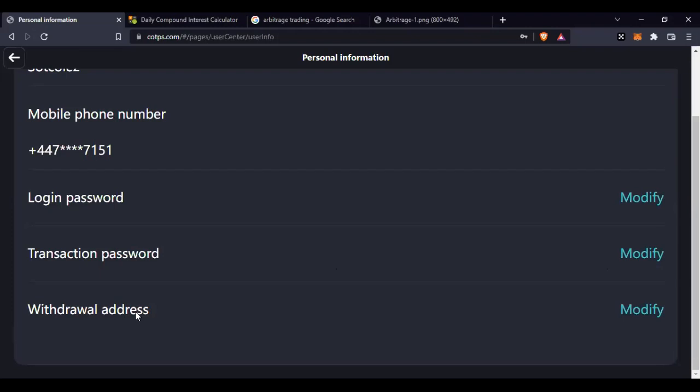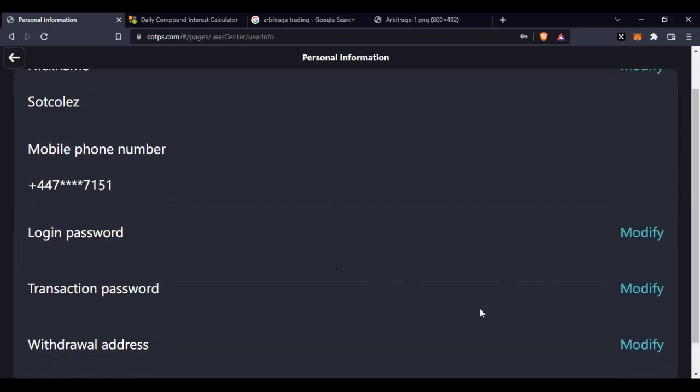Before you withdraw, you must put in your transaction password. And once again, once you add your USDT address here, you cannot change it. Not even your upline who is managing your account can change it. So you don't have anything to fear. The security on this platform is very tight, okay?